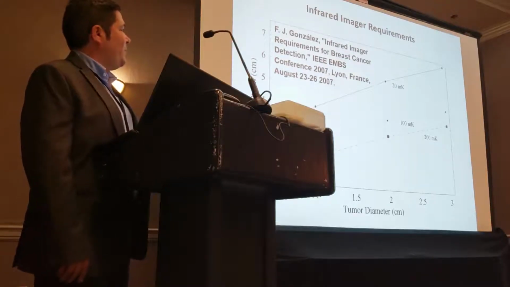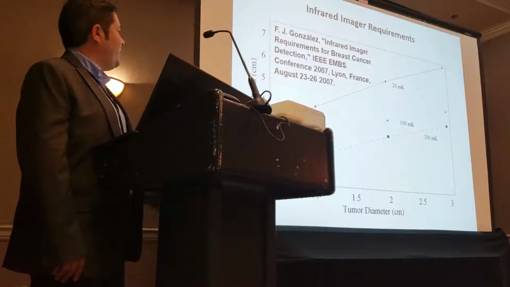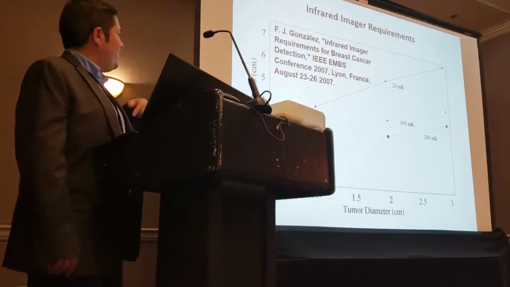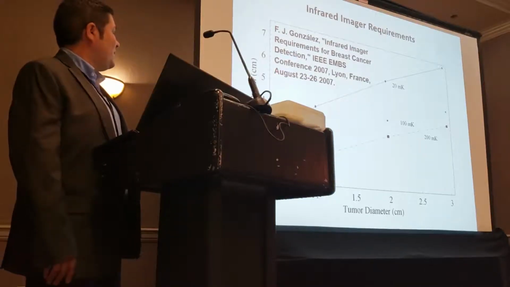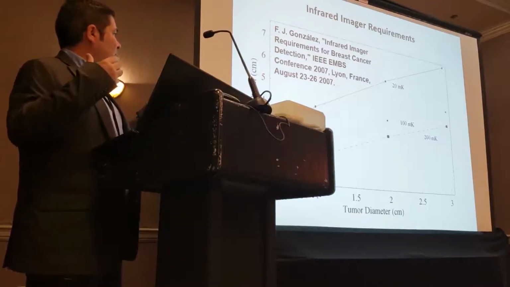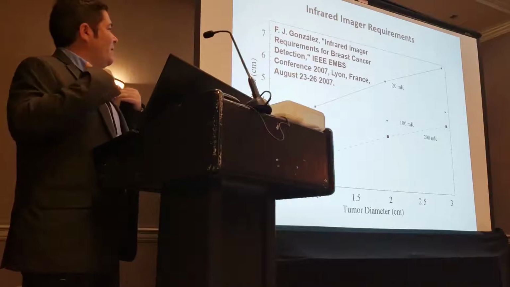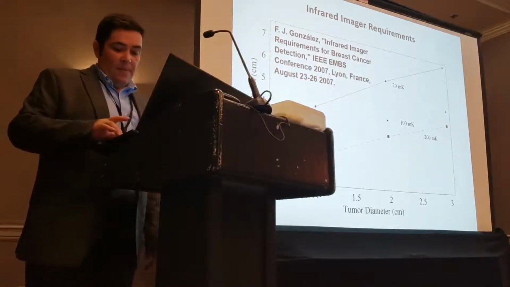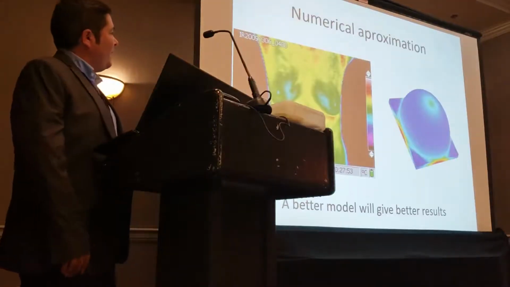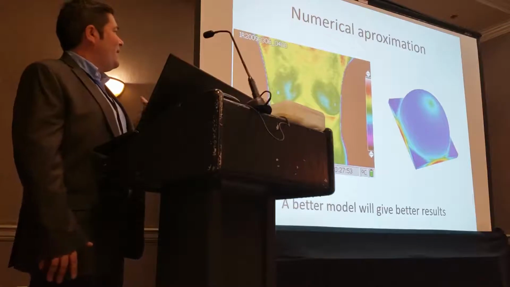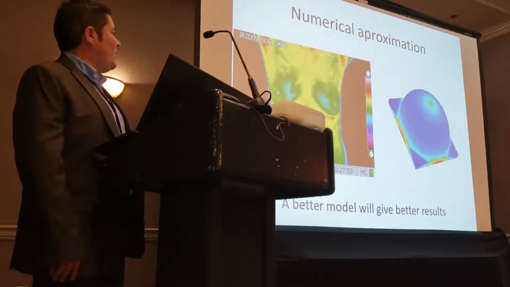For example, with a thermal sensitivity of 20 millikelvin, we would detect a tumor 5 millimeters in diameter, 2 centimeters deep in the breast, which is good because the minimum size you can feel something in your breast is around 1 centimeter. The thing is that, as you can see, this is a very crude model. It's basically a very crude approximation of how a breast looks.